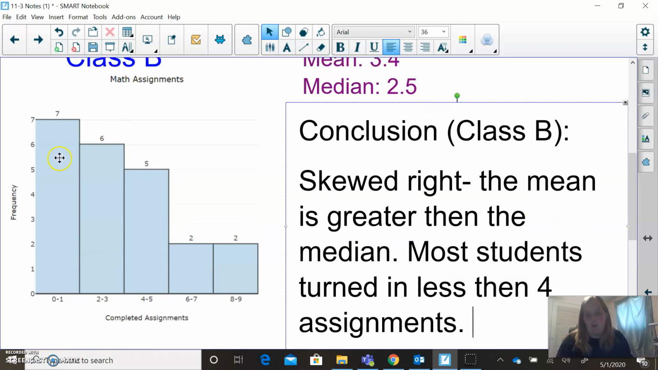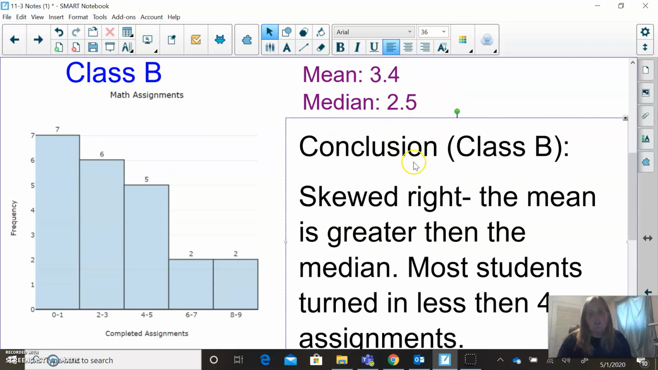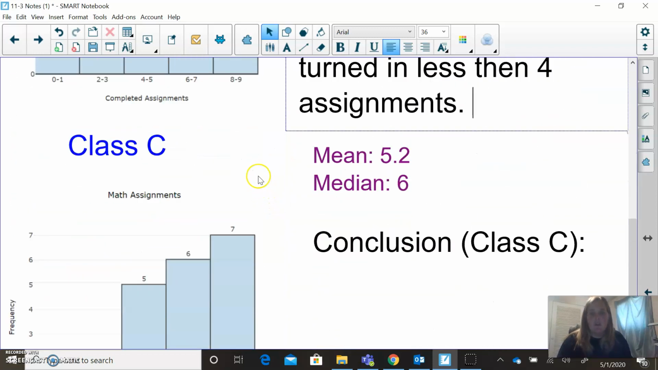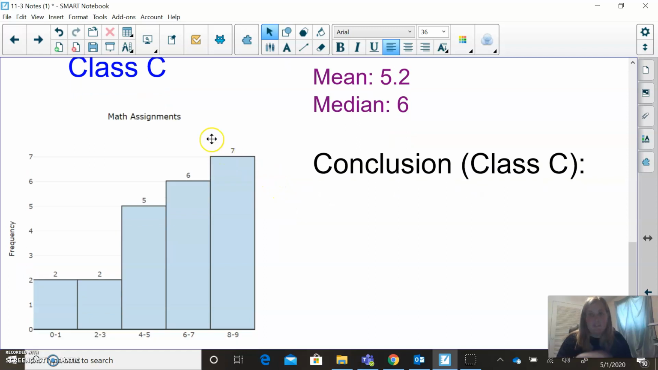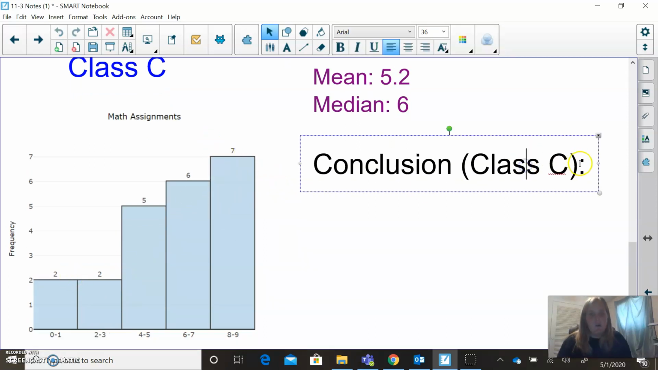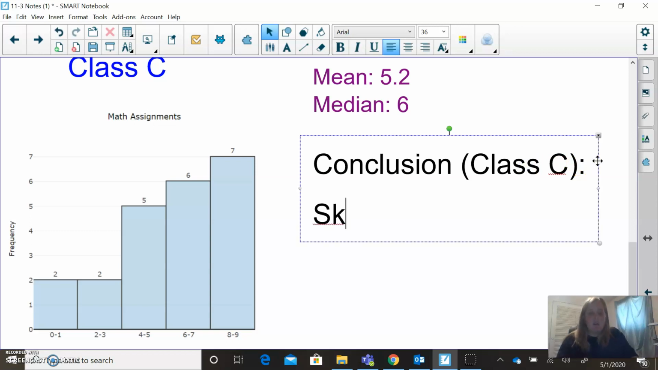Okay, so this is the same graph. I didn't change anything. So this is skewed right. Now, if you look down here at Class C, oh, look at that. So this is what we called skewed left.